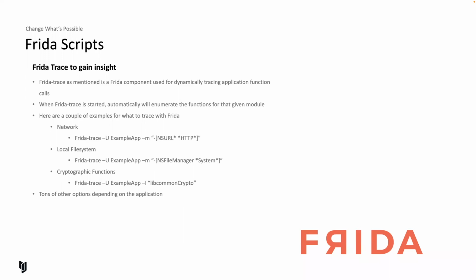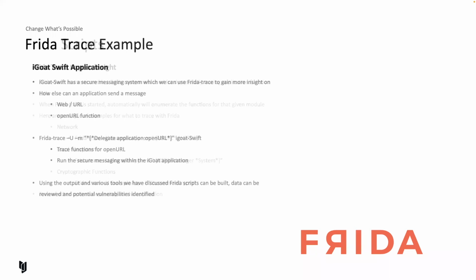If you're looking at the network, you look for HTTP calls. You look at the local file system: how is your application actually working with the local file system, the NSFileManager? Things like libcommonCrypto. Look for things like that for crypto functionality. But again, there are tons of other opportunities as well.